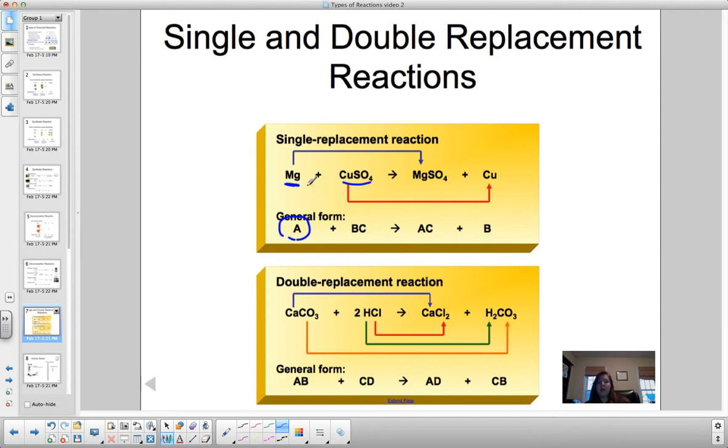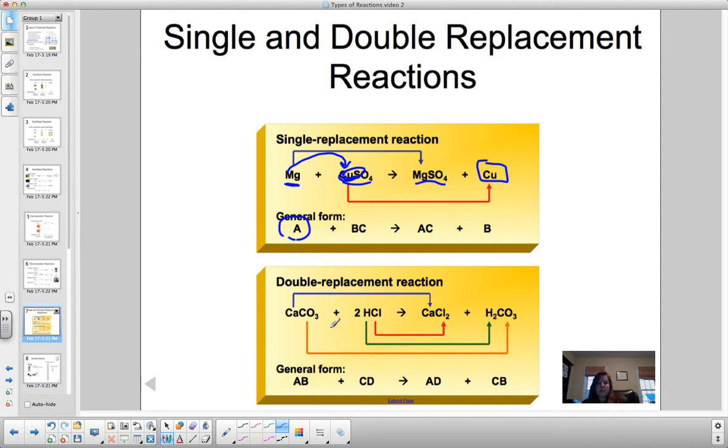So if magnesium is higher up on the activity series than copper, which it is because magnesium is a pretty reactive metal, then it has the ability to kick copper out of its place. Okay, no more copper. Magnesium is now with the sulfate ion and copper is all by himself. Okay, so that's a single replacement reaction. You use the activity series to predict if these chemical reactions will even occur.